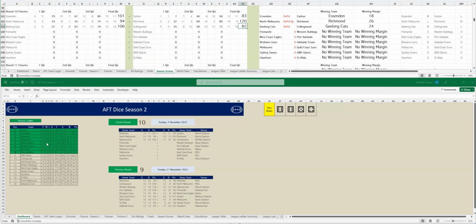Geelong have pushed up to 5th spot, pushing Brisbane down to 6. Collingwood are in 10th spot. All right, let's go to the next game. It's Fremantle versus Western Bulldogs.